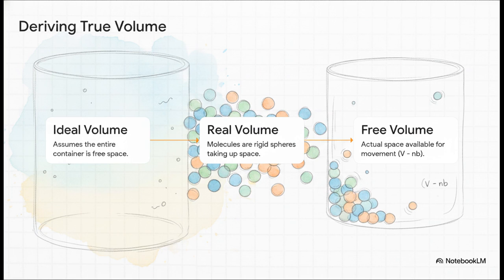So how do we mathematically derive the true volume? Well, let's break it down. The ideal model assumes the entire container, which we'll call V, is just completely empty, free space. But we know our reality involves rigid spheres taking up room. If we have n moles of gas, and every single mole takes up a specific measurable volume called b, then those molecules physically occupy a space of n times b, or nb. Therefore, to find the true free volume, the actual empty space available for molecules to bounce around in, we just take the total container volume V and subtract the physical molecular volume nb. Our corrected volume is simply V minus nb. It's an elegant, logical, and physically accurate fix.